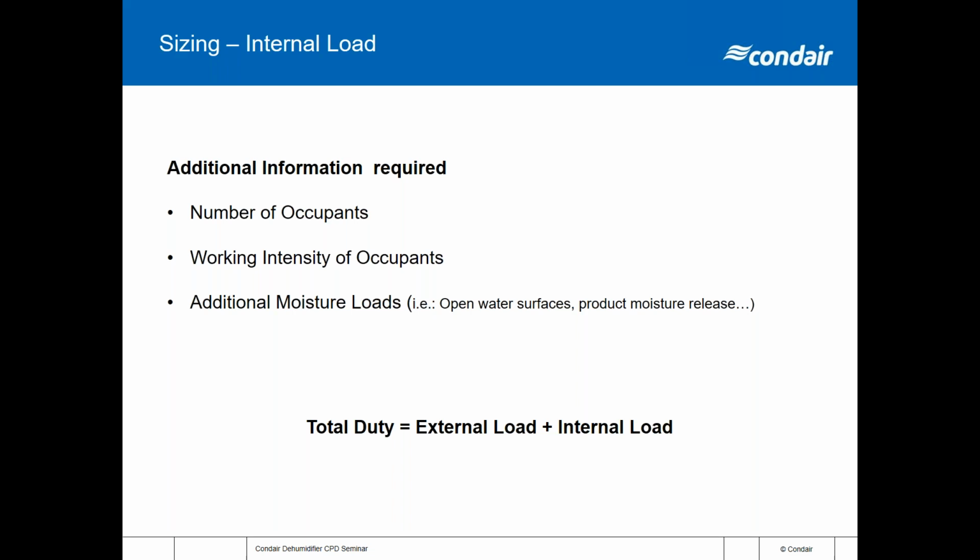Then I need to consider any additional moisture loads. That could be an open water surface, or it could be moisture released from a product, if we're drying and curing meat, for example. So our total load will be our external load plus our internal load.